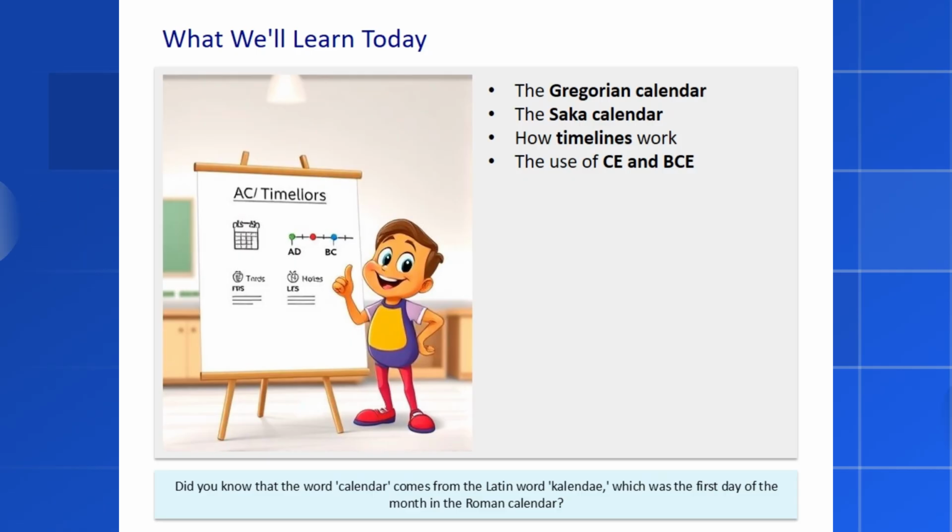In this chapter, we're going to learn about four main things. First, we'll dive into the Gregorian calendar, which is the calendar you probably use every day. Second, we'll discover the Saka calendar, which is very important in India. Third, we'll explore timelines, which are like maps for history. And finally, we'll understand the special terms CE and BCE that historians use to talk about time.